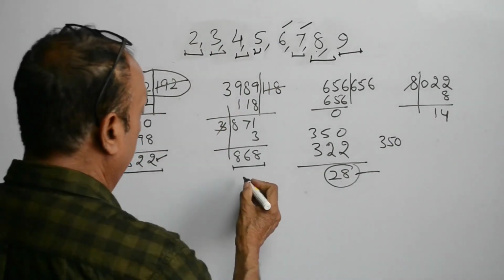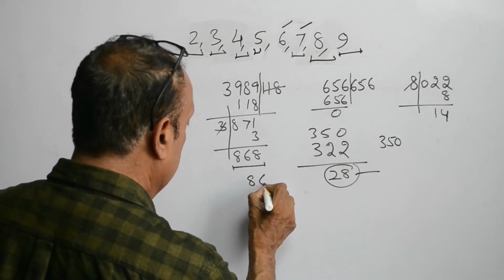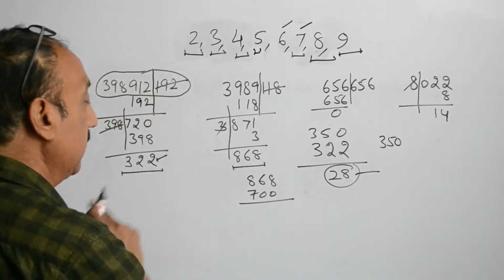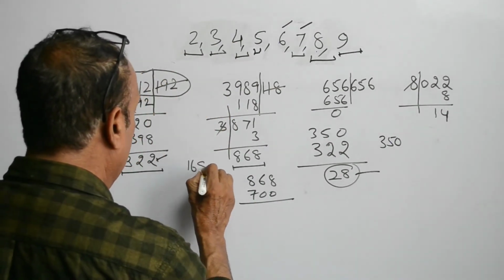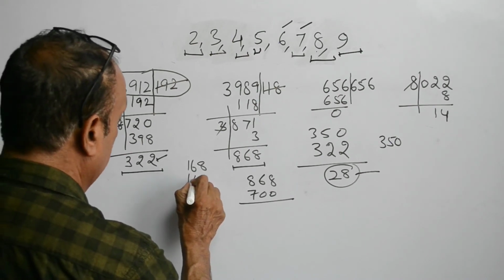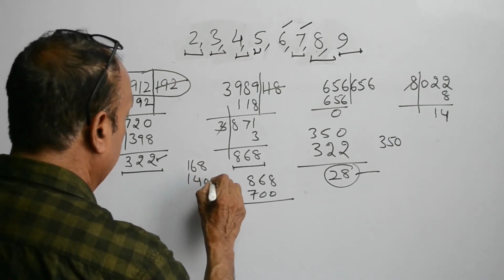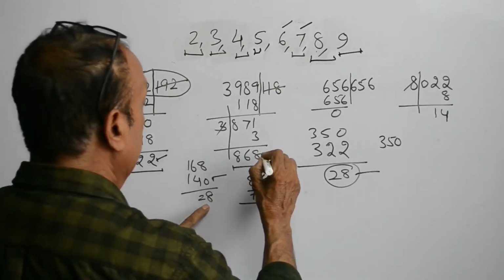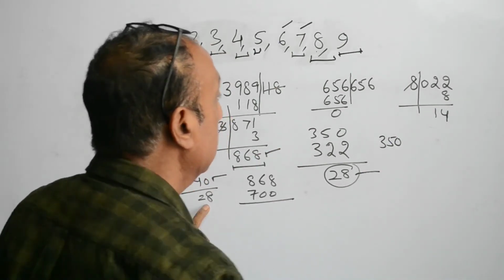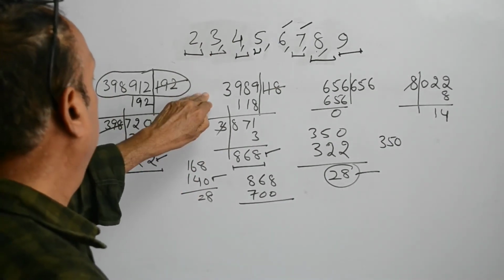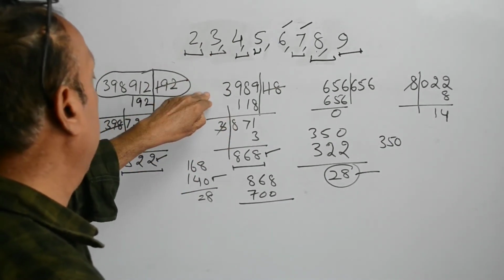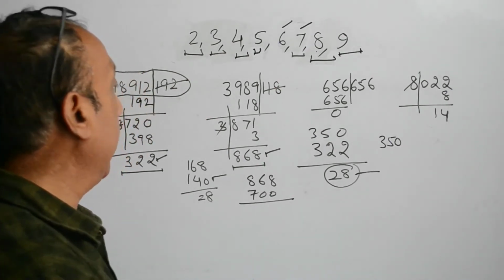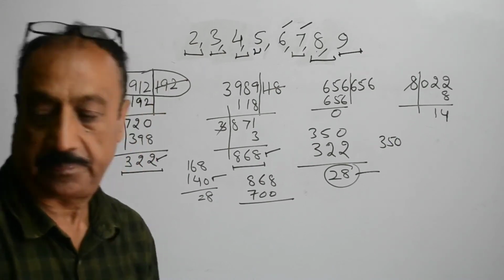Here also we can do the same. From 868, first we deduct 700, because 700 is divisible by 7, so it is 168. From 168 we deduct 140. 140 is divisible by 7, so 28. As 28 is divisible by 7, so 868 will also be divisible by 7. So with the help of this method, we can very easily find out whether a number is divisible by 7 or not.